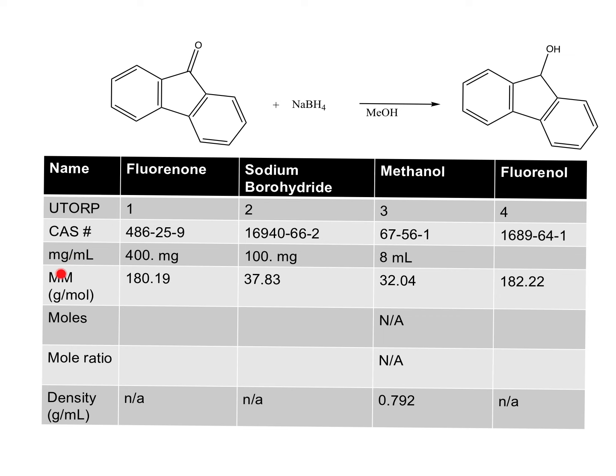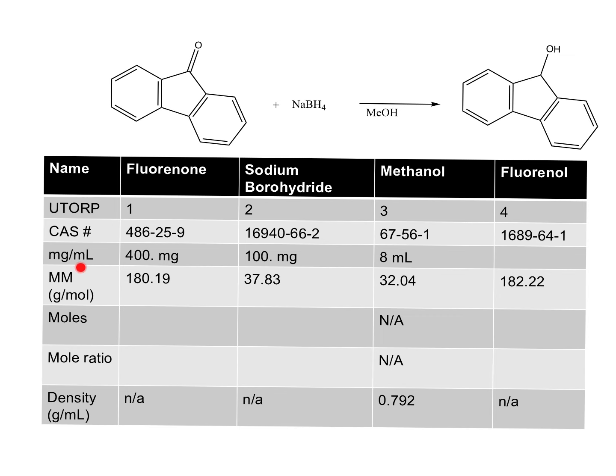The MM, that's the molar mass, and the units are going to be in grams per mole. And so again, you can either calculate these based on the formula or just look up what are the molar masses of each one of the compounds. And then let me jump down to the last row. The density is only relevant for liquids. So since the fluorinone, the sodium borohydride, and the fluorinol are all solids, I didn't include their density, and I only included the density for the one liquid that we have at room temperature for this experiment, which is the methanol.